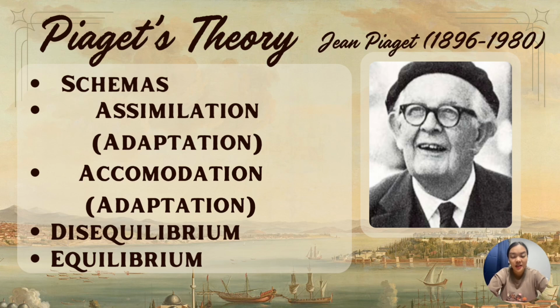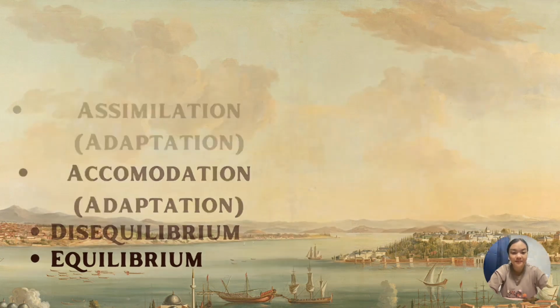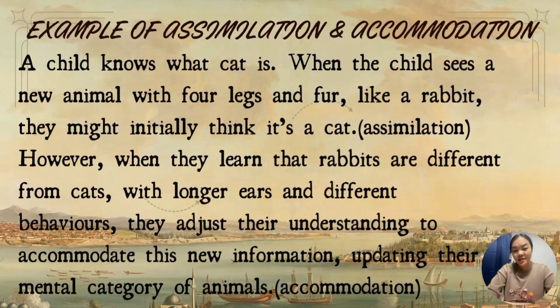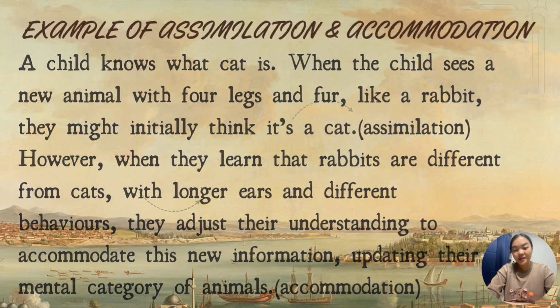Next, accommodation in adaptation, which is when the existing knowledge doesn't work and needs to be changed for a new object or situation. And lastly, disequilibrium and equilibrium, which are the act of searching for a balance. Alright everyone, this is an example of assimilation and accommodation. You may pause this video to read it.